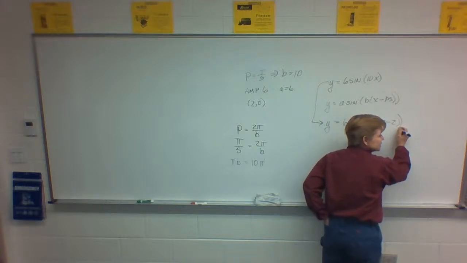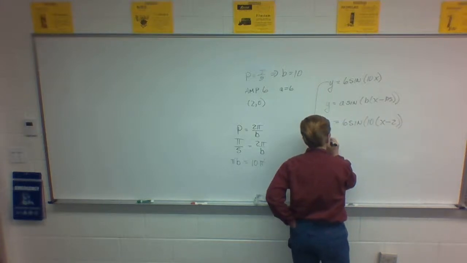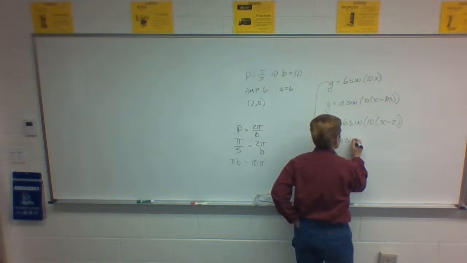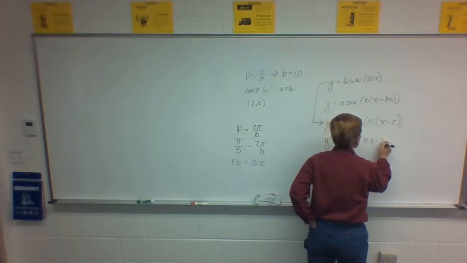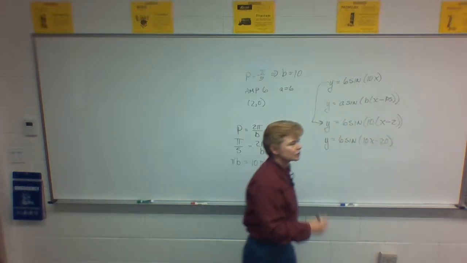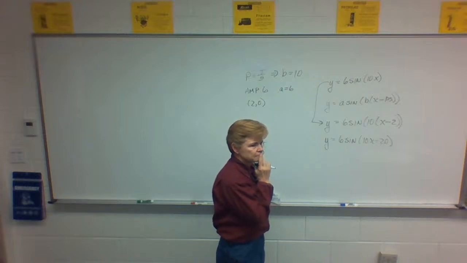Close it. Now distribute it to put it in truly general form. That'd be 6 sine of 10x minus 20. That's going to move it to the right too. That's the roughest part of the lesson, but it's not too bad.